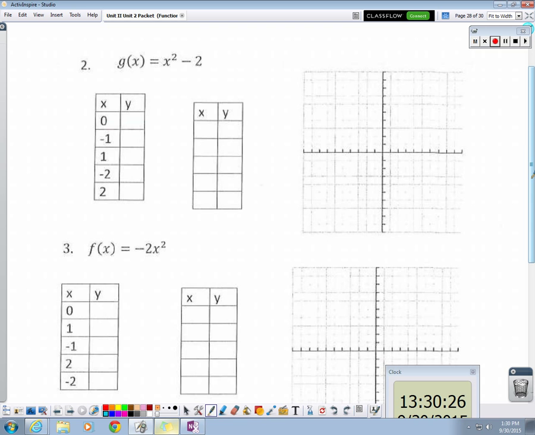Okay, when it's squared, it's known as a what kind of function? Quadratic, and it makes a parabola. Okay, so let's go ahead and plug in our x values. What is 0 squared minus 2? -2.